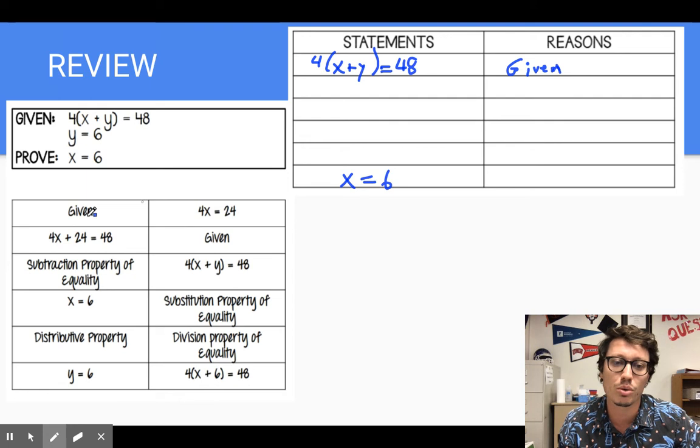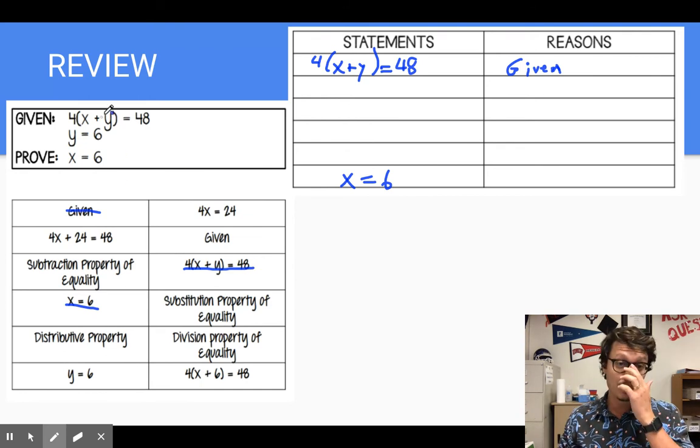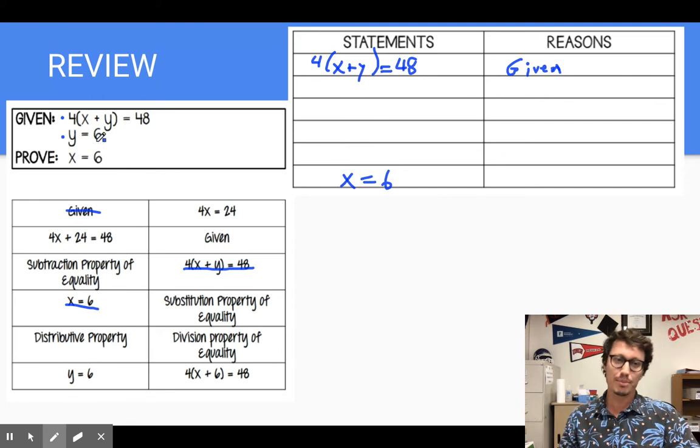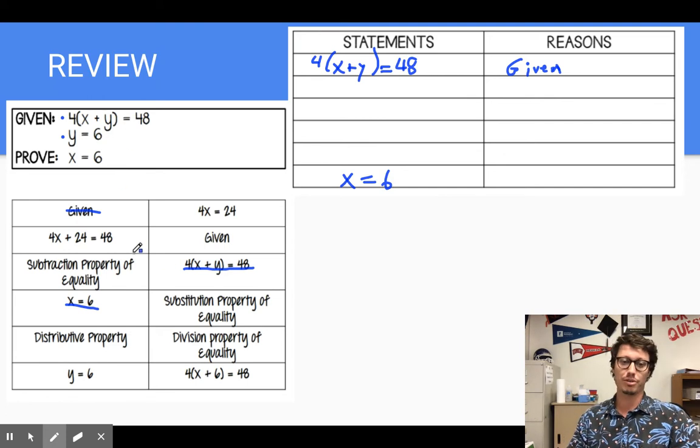Since we are given a word bank this time, it'd be super helpful to cross these out as we go. So we've used given, we've used x equals 6, and we've used 4 parentheses x plus y equals 48. However, notice in this example, they actually gave 2 pieces of information to us. Wow, that's so nice of that problem to give us 2 pieces of given information rather than just 1. You can see that you have a second given here, so let's include that second piece of given information. y is equal to 6, and we know that that is given.